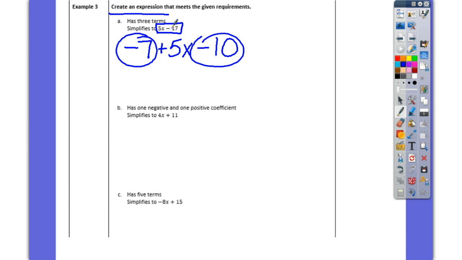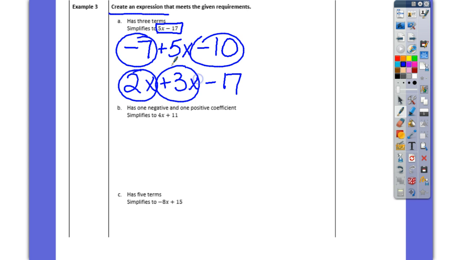There's many out there. One more, and then we'll get to our homework. 2x plus 3x minus 17. That absolutely does work. 5x minus 17, that works. Okay, so there's going to be even more if you want to get into it. And we'll use the rest of the time to work on pages 5 and 6, combining like terms.